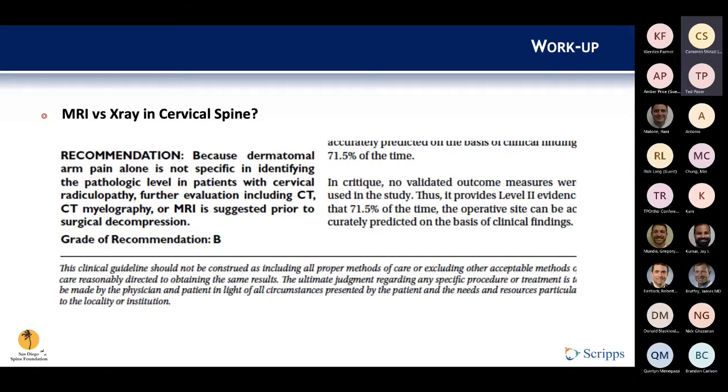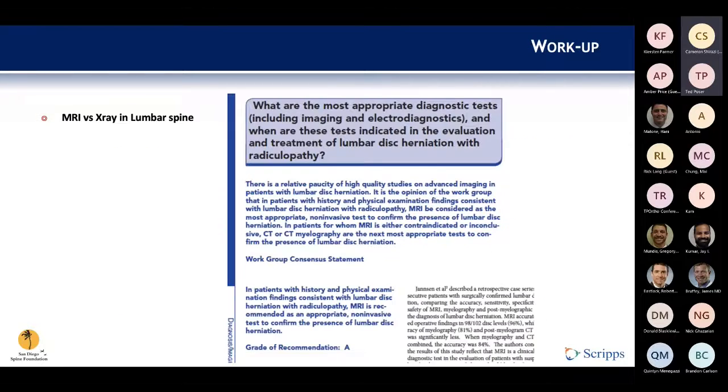Now, when comparing MRI versus X-ray in the cervical spine, the clinical guideline recommendation is that dermatomal arm pain alone is not specific in identifying the pathologic level in patients with cervical radiculopathy, so you need to have an MRI. So just because you have an X-ray showing some kind of osteophyte, and their physical exam might point towards a certain dermatomal level, they still, with a grade B recommendation, recommend getting an MRI.